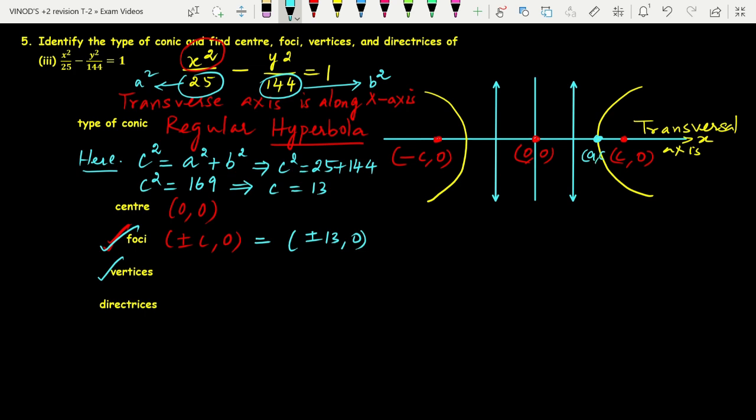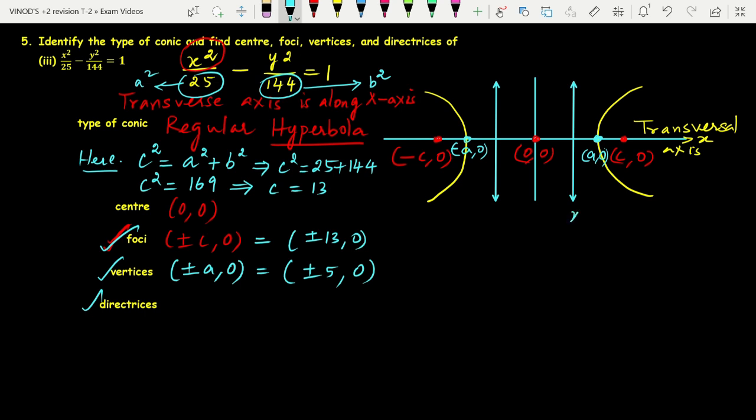Now vertices. Vertices, on the right side the vertex is A, 0, and on the left side the vertex is minus A, 0. So vertices plus or minus A, 0. A value, A square is 25. Taking square root, A is equal to 5. So vertices coordinate is plus or minus 5, 0.